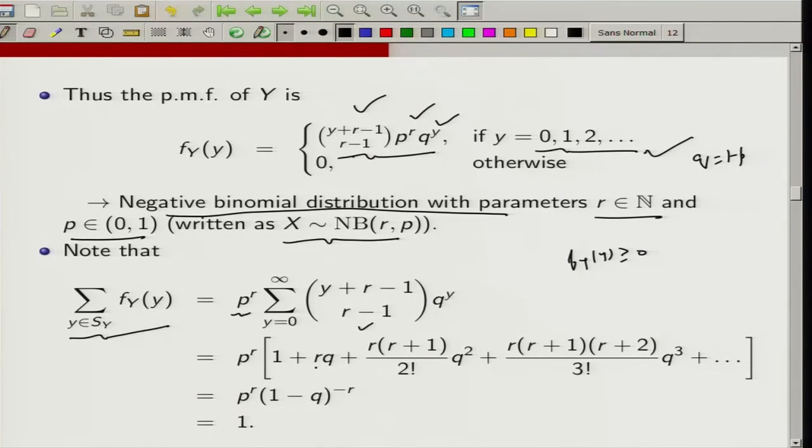R choose r minus 1 is r, q to power 1, which is q. Similarly, then y is equal to 2. Y is equal to 2 gives me r plus 1 choose r minus 1, which is nothing but r into r plus 1 by factorial 2, q square. Then the third term, fourth term, r plus 1, r plus 2 by factorial 3, q cube, and so on, which is same as p to power r. Now, note that this quantity is nothing but expansion of 1 minus q to power minus r, because q is between 0 and 1. So, this turns out to be 1. So, it is a proper probability mass function.